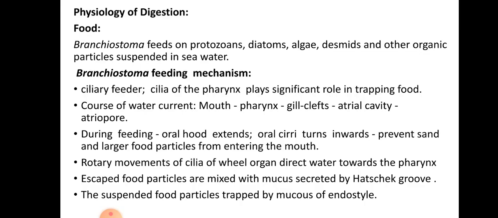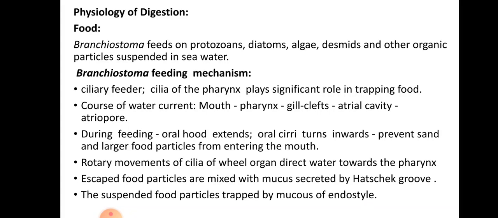Now, the rotatory movements of cilia of the wheel organ cause a whirling current of water into the mouth, and the buccal cirri which are present all around the oral hood turn inwards to form a fine mesh or a sieve which prevents the entry of larger food and foreign particles. While passing through the enterostome, the water current is further filtered by velar tentacles so that only very fine food particles enter into the pharynx.